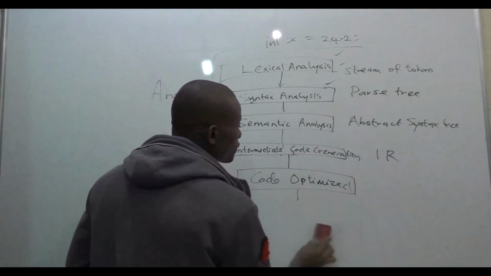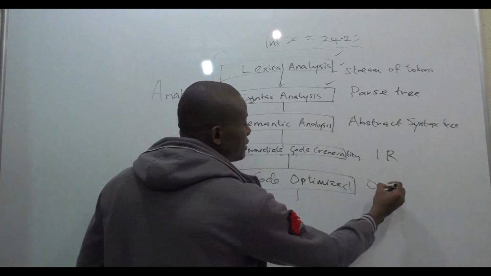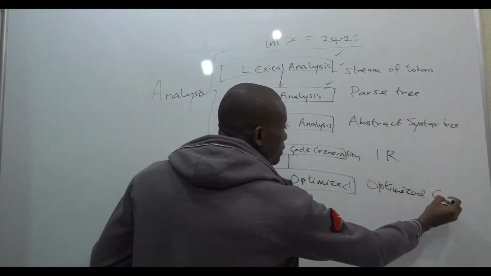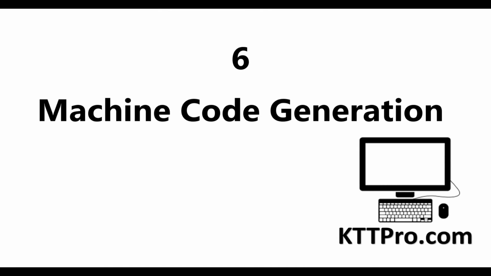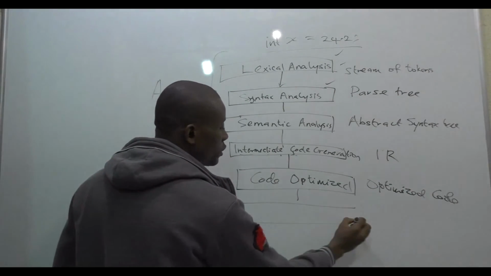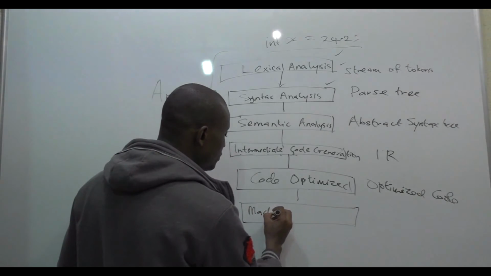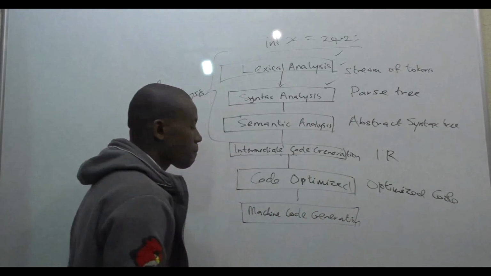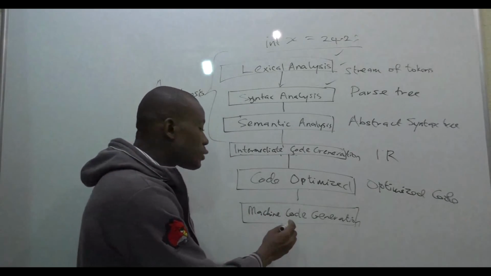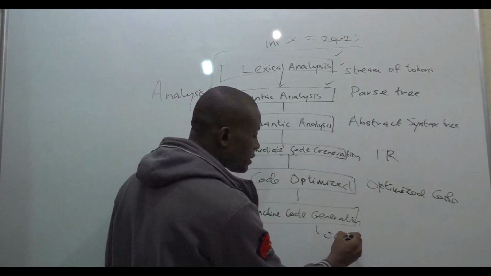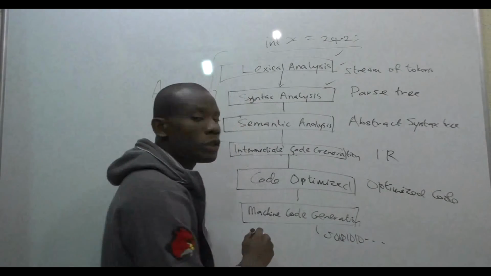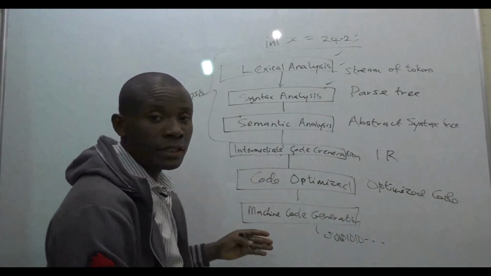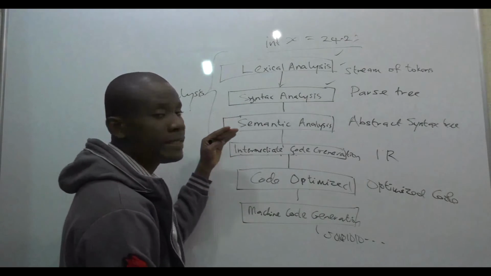So let's now go to the last one. Of course, the output of this is the optimized code. Okay. So the last one we are going to discuss now is the machine code generation. So this is the last phase that actually generates the strings of ones and zeros that actually will run on the machine. Okay, so these are basically the 6 stages or the 6 processes that take place in the compiler.